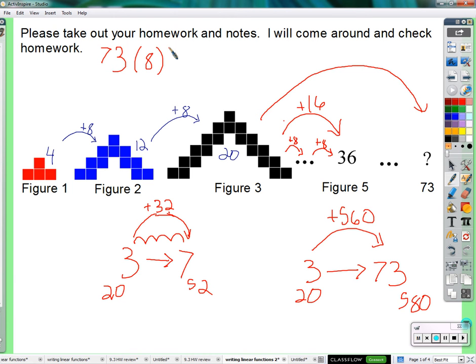Dalton? Because if you do the opposite and you subtract 8 every time, you can't subtract 8 from 4. You can, but you get a negative. You're saying if you try to go backwards? Yeah. I just want to draw your attention to this 73. If I were to just take 73 times 8, would that just jump me all the way to figure 73?